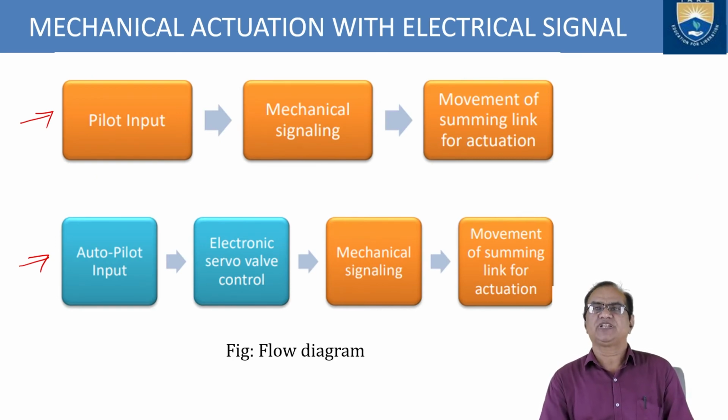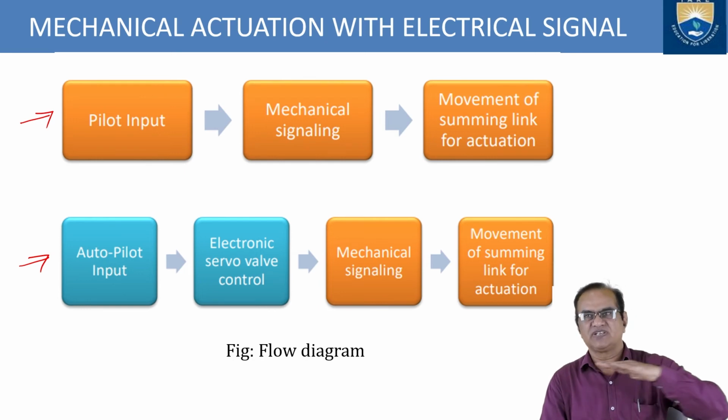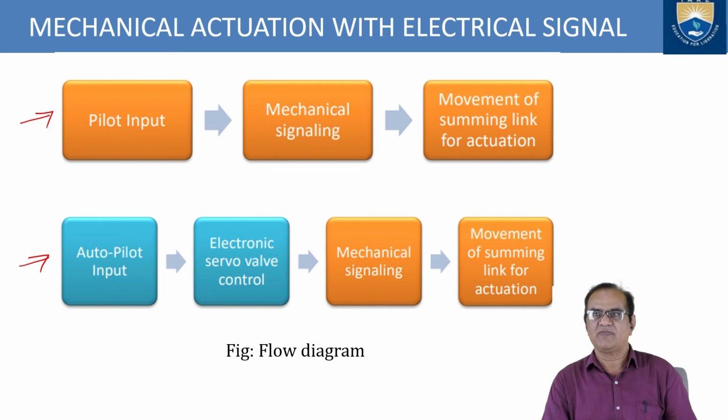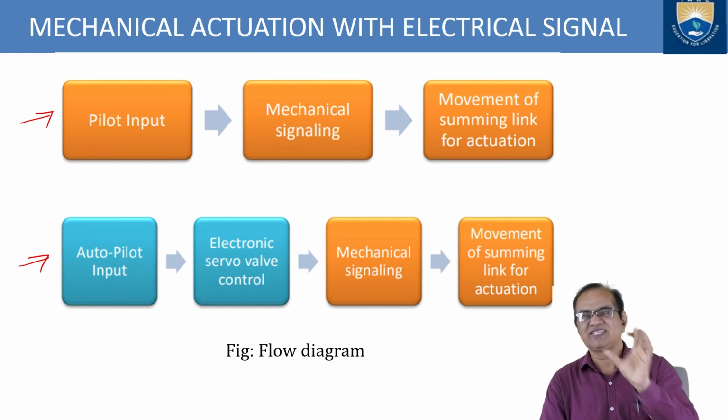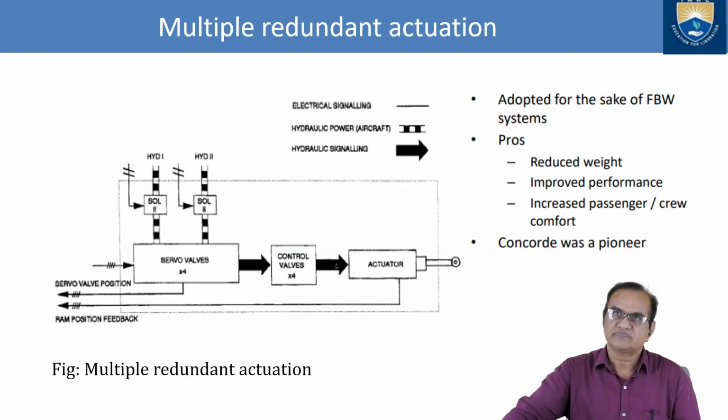So I have shown here the flow diagram. This flow diagram depicts how the pilot input will transform to the net movement of the summing link. In the same way, if it is the autopilot system, then it will go to the electronic servo valve control, then to the mechanical signaling. This will move a shaft or a link as per the requirement, and the movement of the summing link of the actuation will take place, and this will move all the control surfaces where these things are attached.